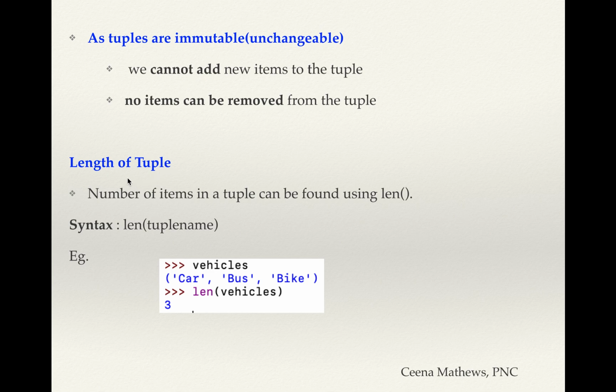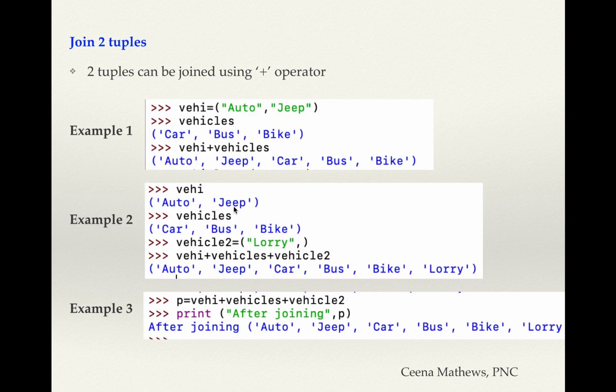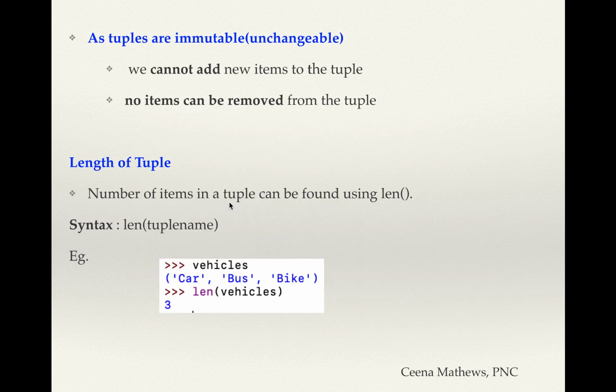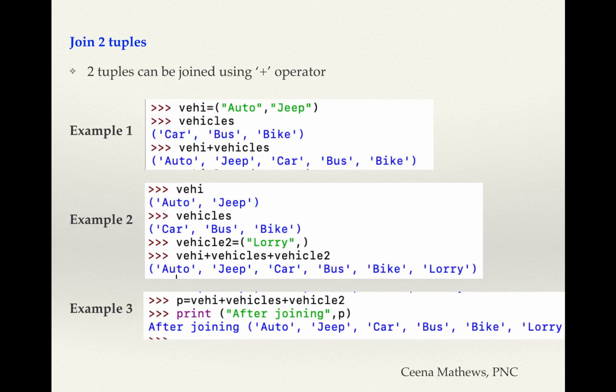In order to find the length of a tuple, as in the previous collection data types, here also we use the len function. The number of items in a tuple can be found using the len function. Len of, within brackets give the tuple name. As in this example, vehicles is a tuple created with car, bus and bike, and when I give len of vehicles, it gives the output as 3, since there are 3 items in the tuple.